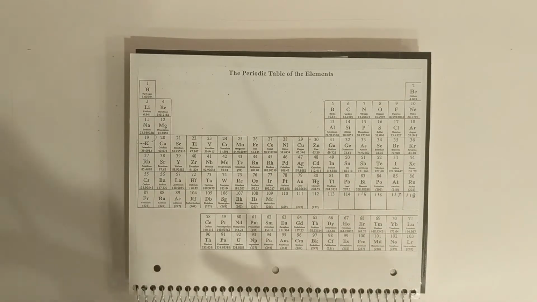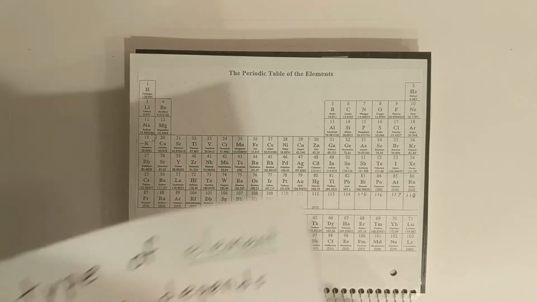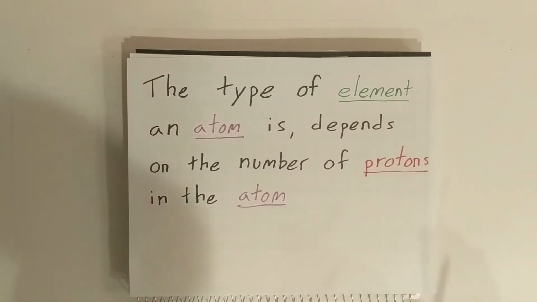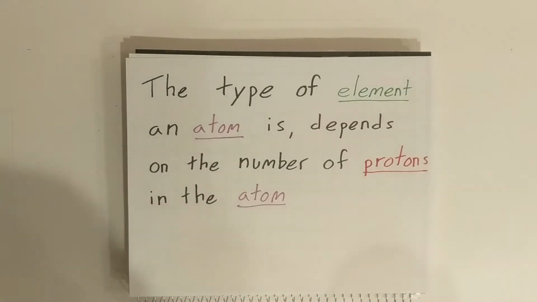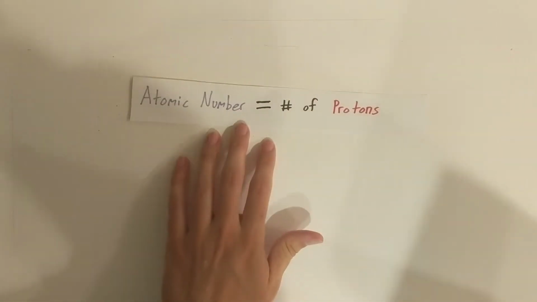So the number of protons in that atom determines the type of element that atom is. So the type of element an atom is depends on the number of protons in the atom. So that's the first thing that's really important. We have to figure out the number of protons, or another way of saying that would be our atomic number.